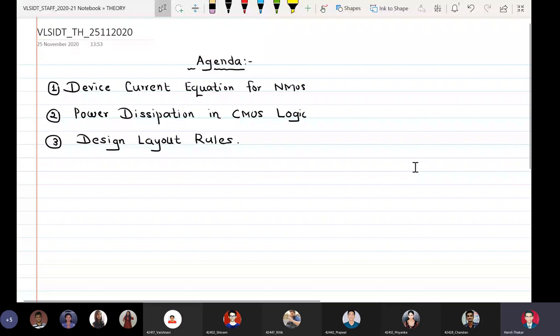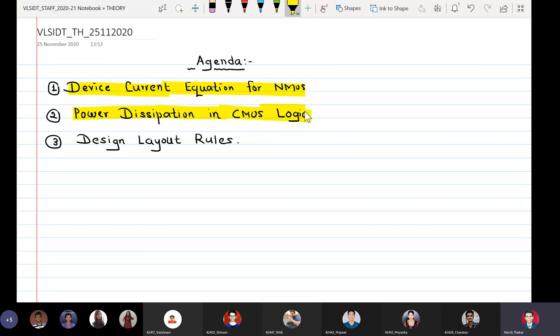So we have some interesting agenda today. Device current equation for NMOS. Then power dissipation in CMOS logic. We have been repeatedly talking about this thing in our part B practicals: P equal to so many microwatts. And third is design layout rules.